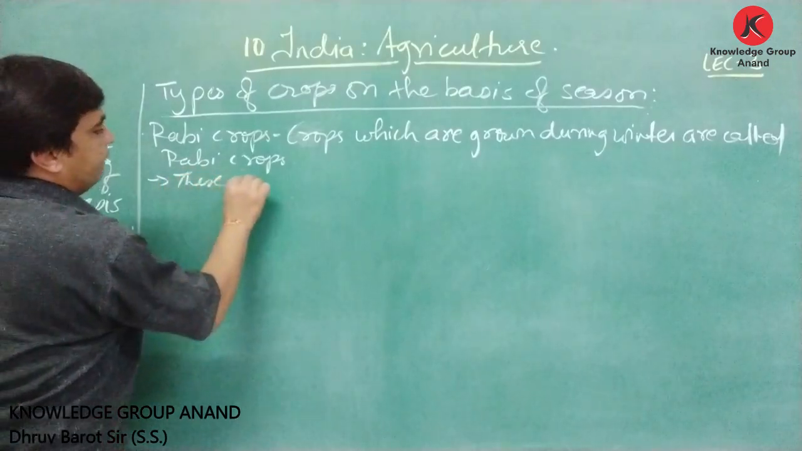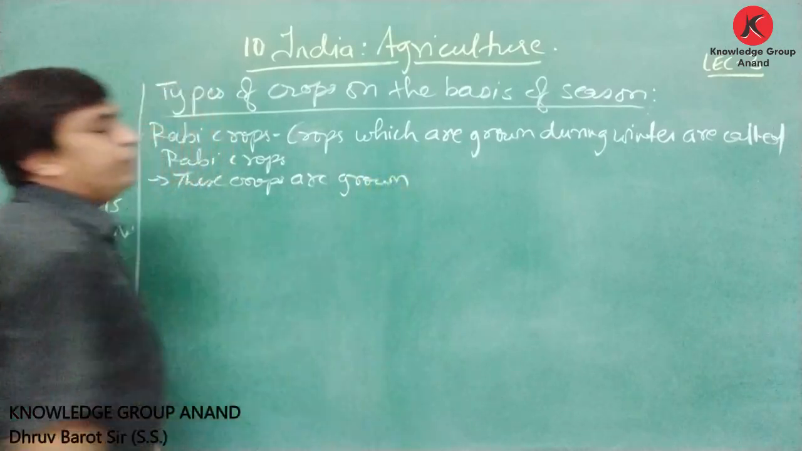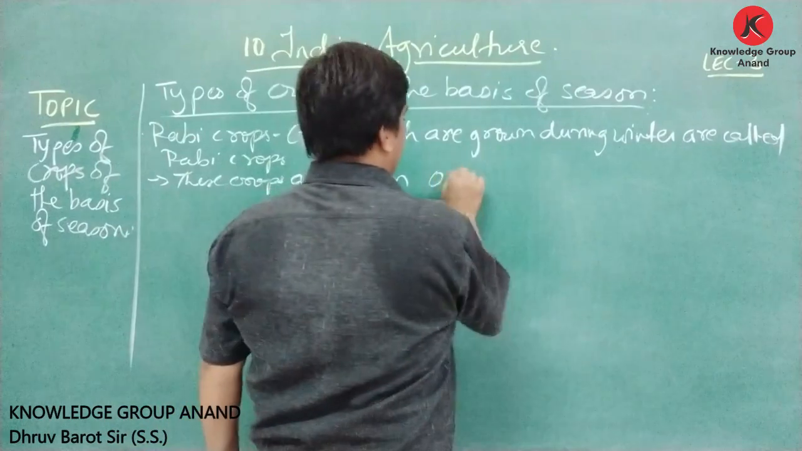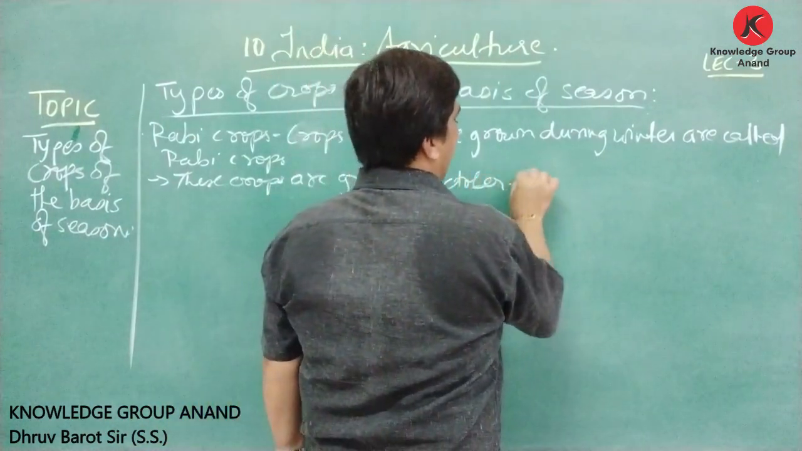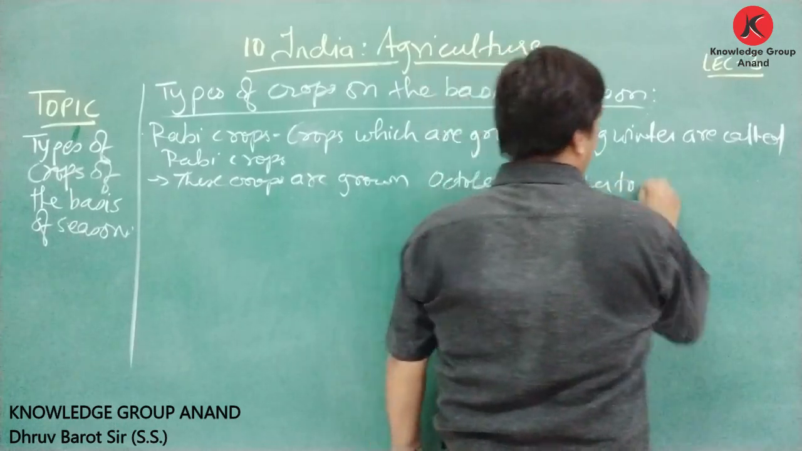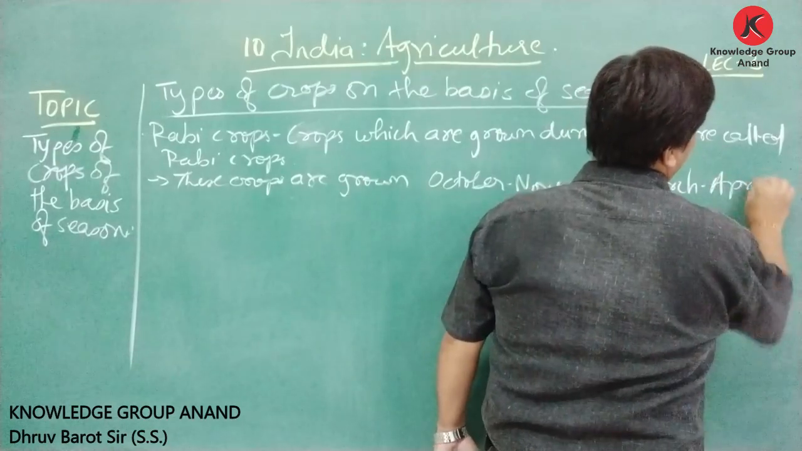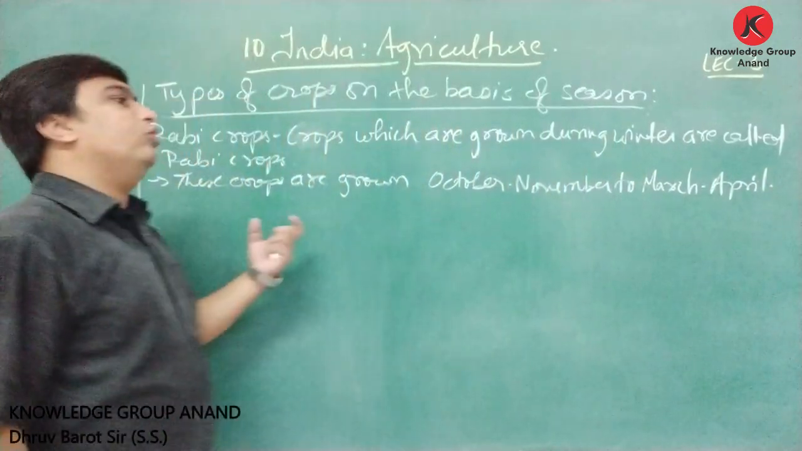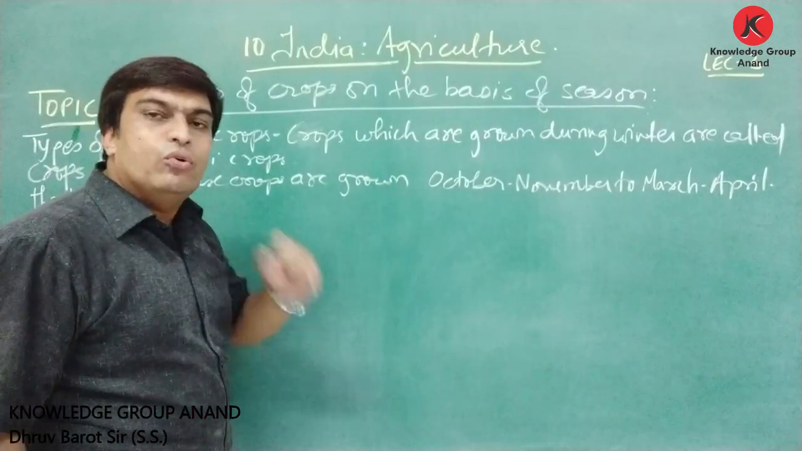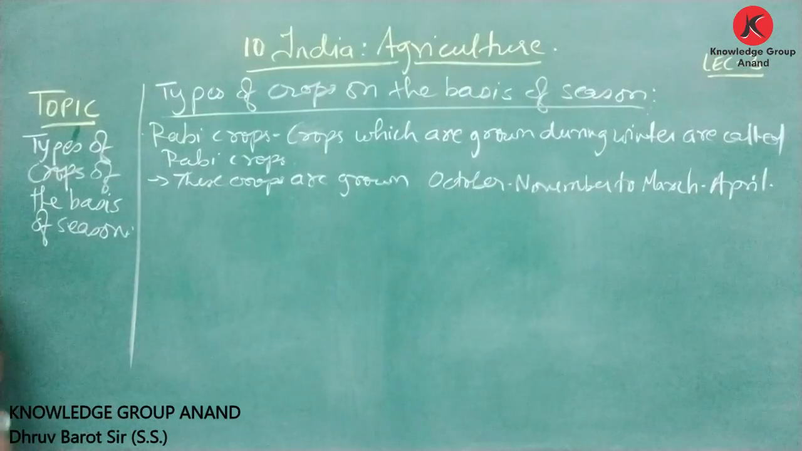These crops are grown, if we talk about the period, from October, November to March, April. If we talk about the period for growing Rabi crops, that is from October, November to March, April. This is the winter period when these Rabi crops are grown.